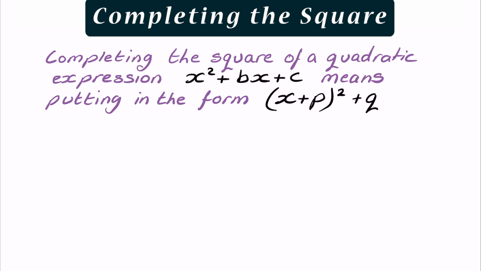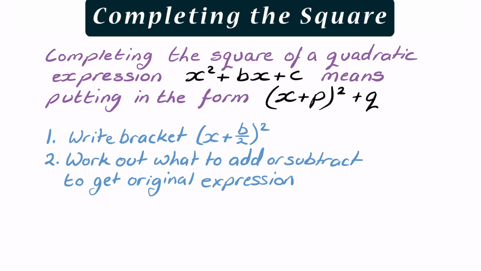When we complete the square of a quadratic, it means we will be putting it in the form of (x + p) squared + q. So here are the stages. Firstly, we write out the bracket x plus b divided by 2, where b is our coefficient of the x term, which we divide by 2. We then square that whole bracket.